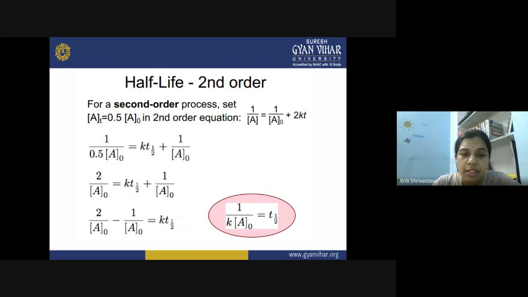Now if you solve this equation, what you will get is the expression for the half life of a second order reaction. So t half would be equal to 1 upon k into A naught. So here the k is what? k is the rate constant for the second order reaction, t half is the half life of a second order reaction, and A naught is the initial concentration of the reactant in the second order reaction. So that is how you get the expression for the half life of a second order reaction.